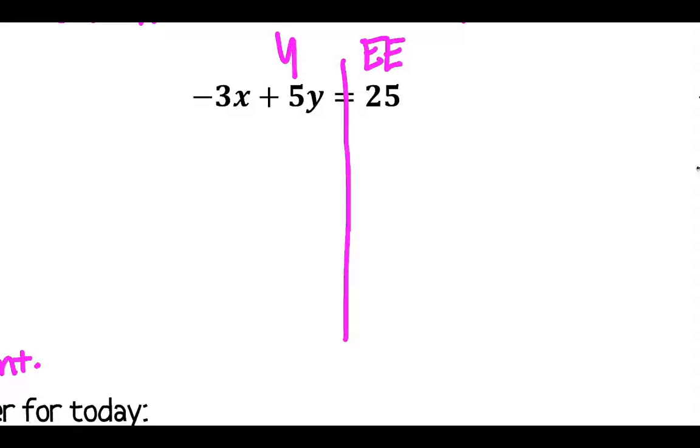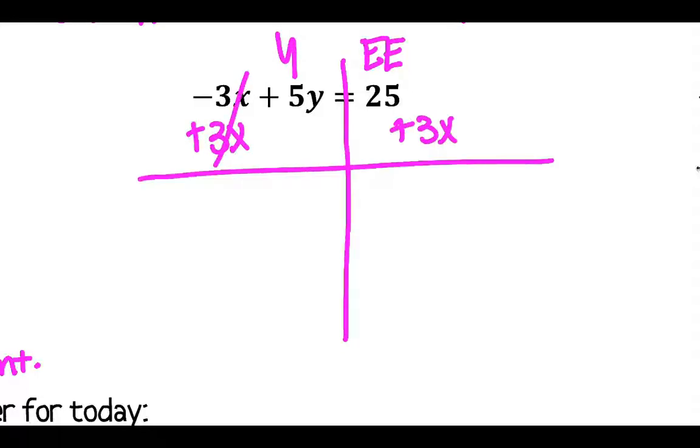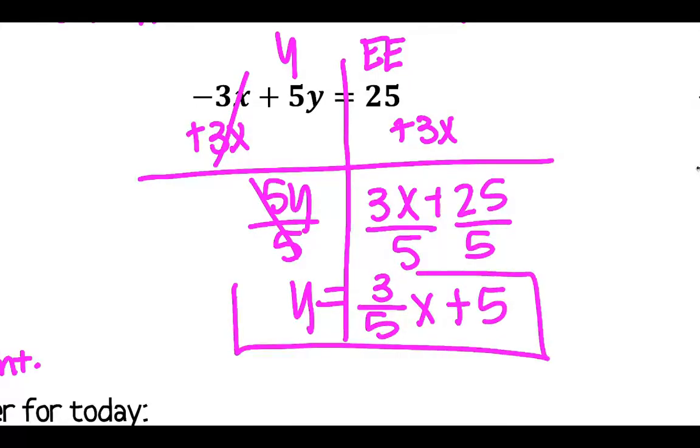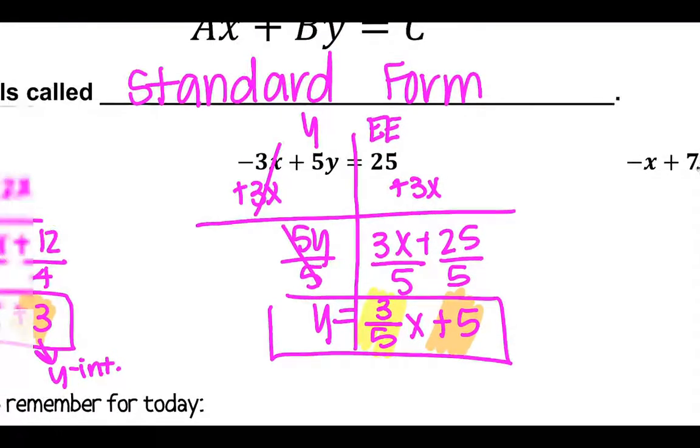Y, this time I'm adding 3x because it was a negative 3x. And I've got 5y equals 3x plus 25. I'm going to divide by 5 to get y by itself. So I've got y equals 3/5 x plus 5. And again, I can just look at it and know there's my slope and there's my y-intercept. So my y-intercept is 5 on the y-axis, and then I'm going up 3 over 5, and it's going to be a positive slope.